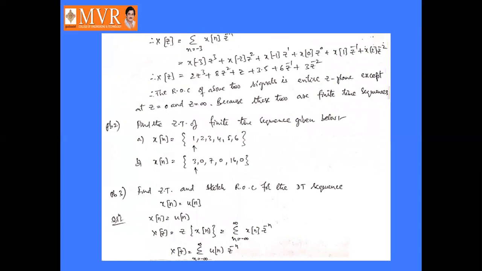So x of minus 3 into z power 3 plus x of minus 2 into z power 2 plus x of minus 1 into z power 1 plus x of 0 into z power 0 plus x of 1 into z power minus 1 plus x of 2 into z power minus 2. Okay. So the ROC of the above signal is the entire z plane except at z equal to 0 and z equal to infinity. So these two are finite sequences, finite time sequences.